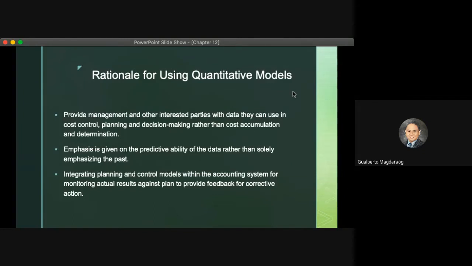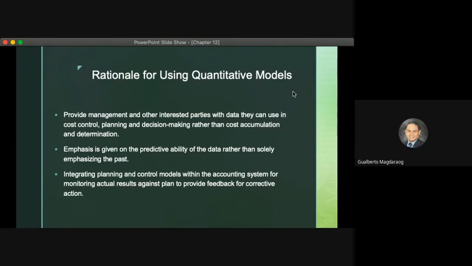So, with that situation, accountants are also expected to have broad knowledge in quantitative methods or quantitative techniques, because not everything can be explained by accounting models. Some may be explained through quantitative models. So that's the reason why we need to have topics about quantitative models for us to provide this information to our management.